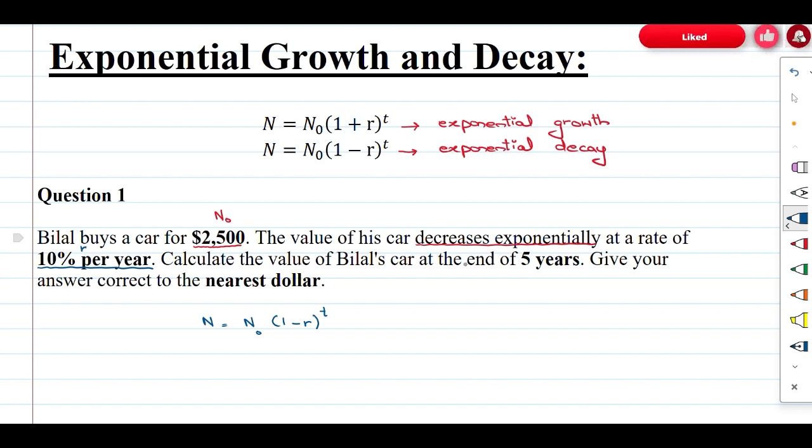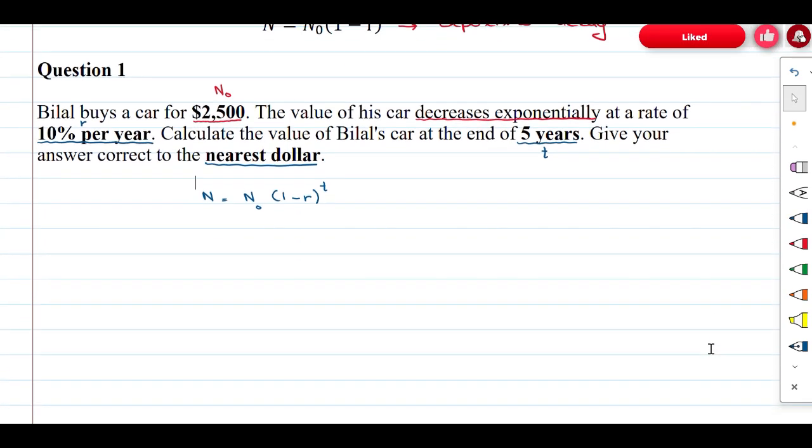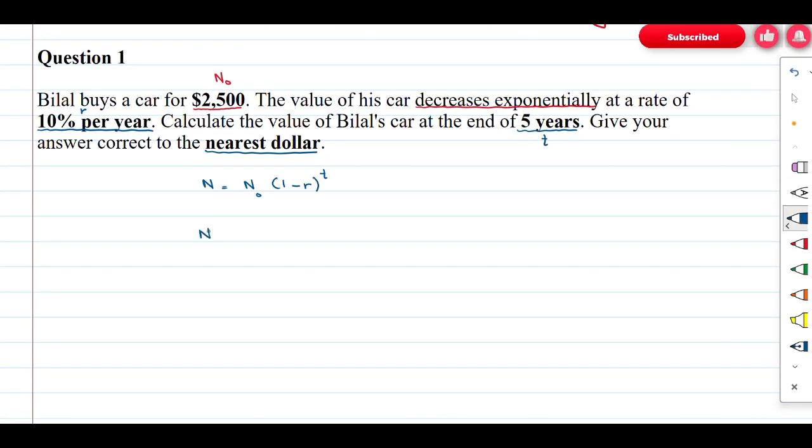Calculate the value of Bilal's car at the end of 5 years. So time is 5 years. Give your answer correct to the nearest dollar, which means we need to round it. We need to solve for N, where N naught is 2500 times 1 minus 10 over 100, and the time is 5 years. This rate is per year and time is also in years, so keep in mind that r and t must have the same units.